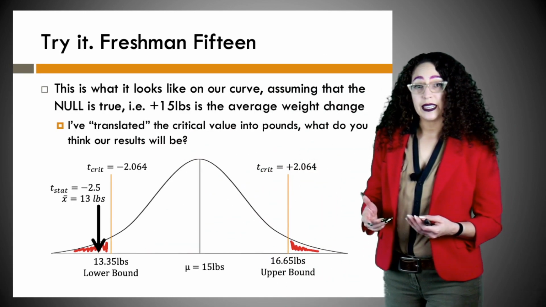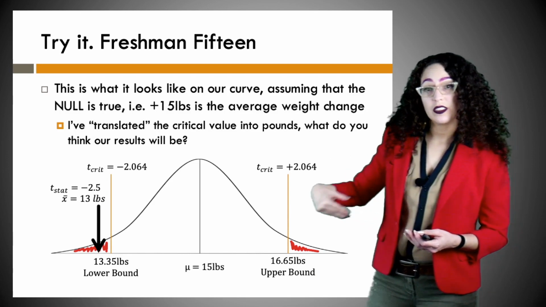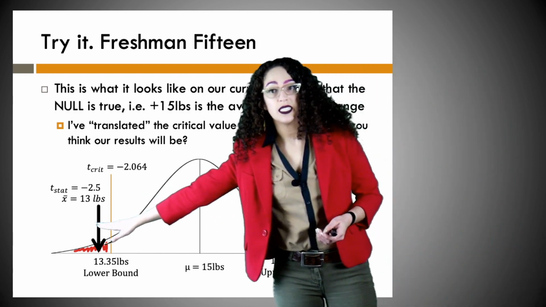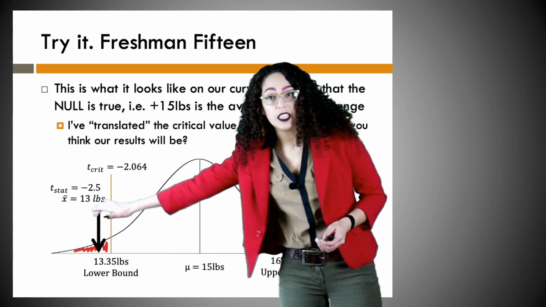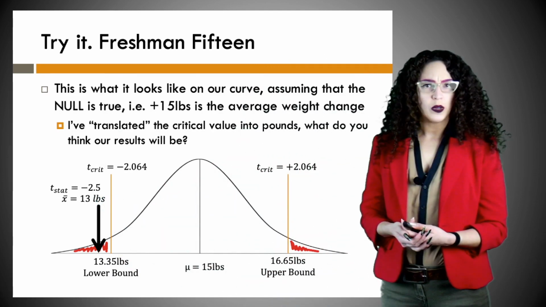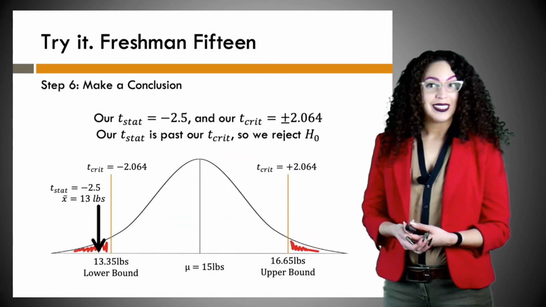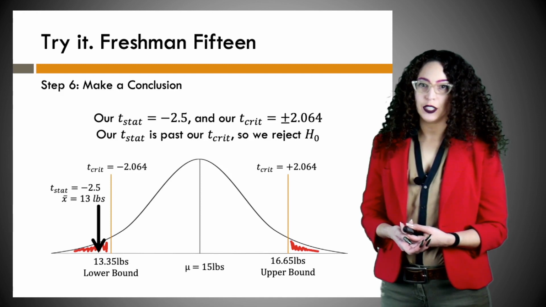Now you can see that our sample mean of 13 is less than that 13.35. It's far enough out into that red region. So what do you think our conclusion is going to be? Step 6, make a conclusion.